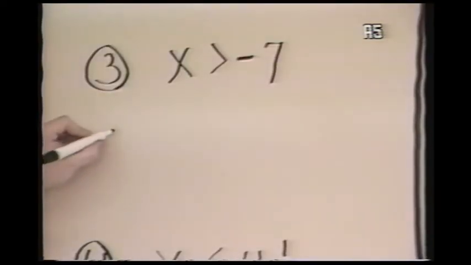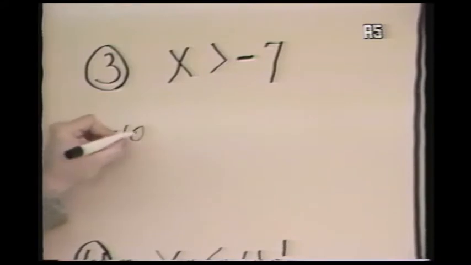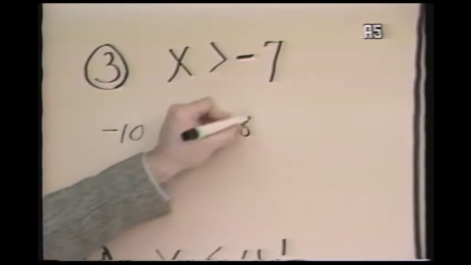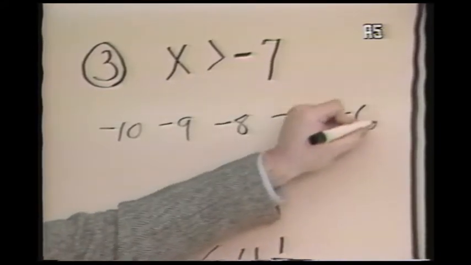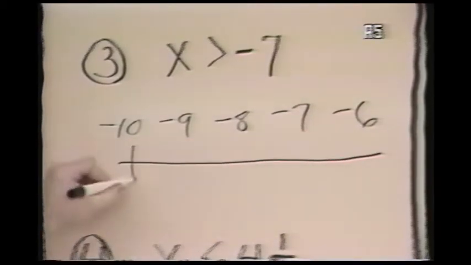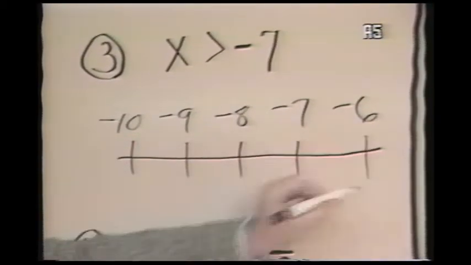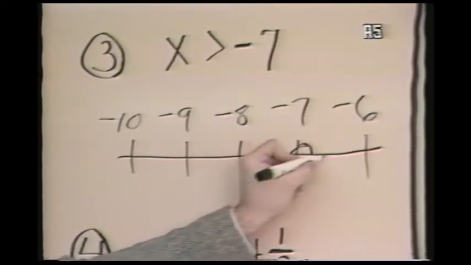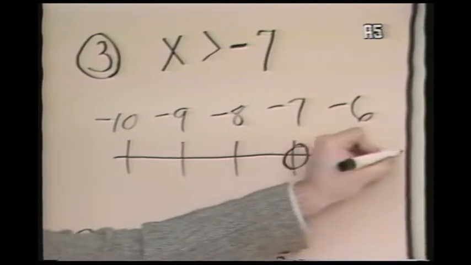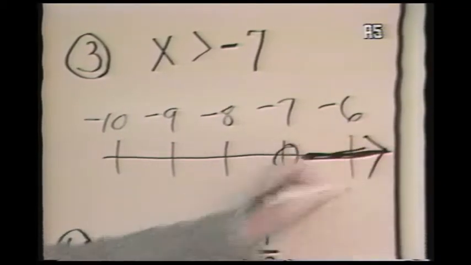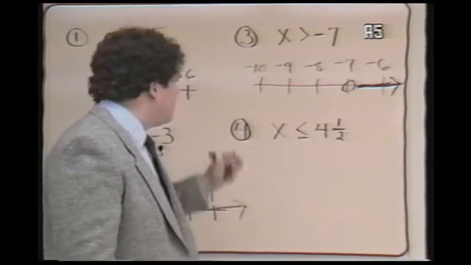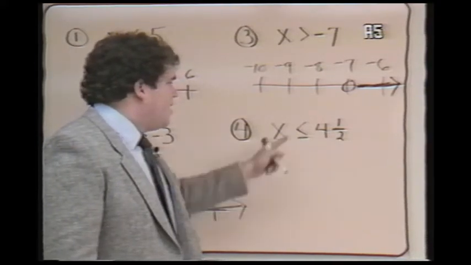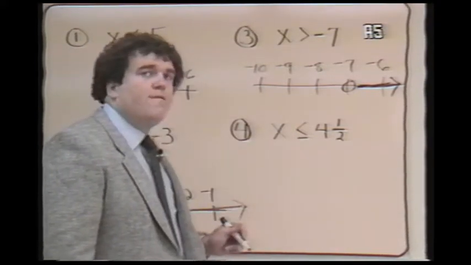Creating my number line, let's say I'll make -10, -9, -8, -7, -6. There's my number line. And starting at -7, I use an open circle and include every number to the right of -7. That's how I graph x greater than -7. Problem number 4. X is less than or equal to 4.5.